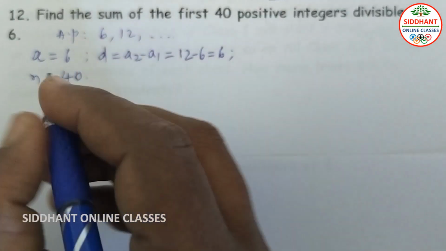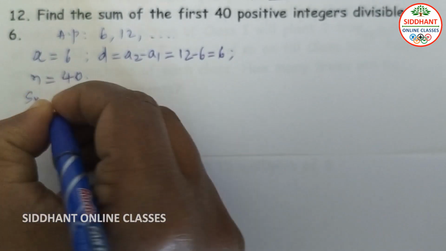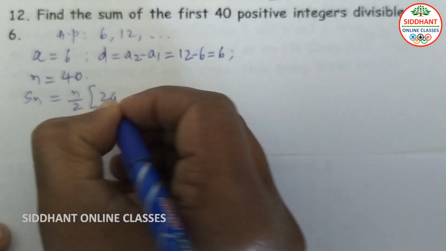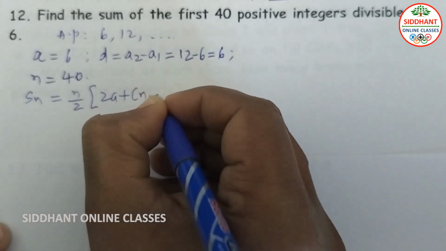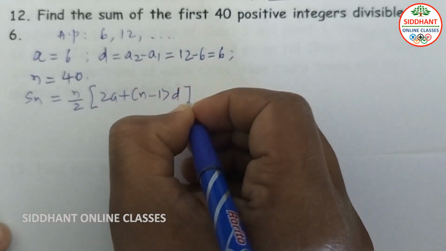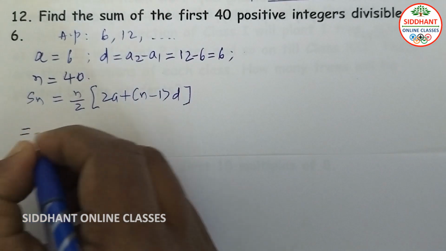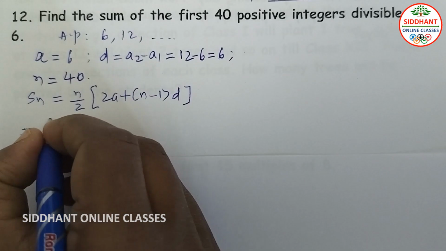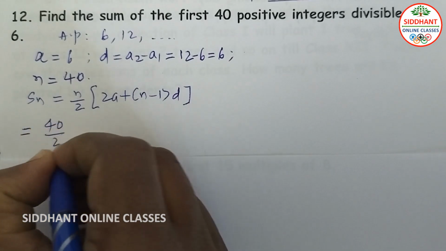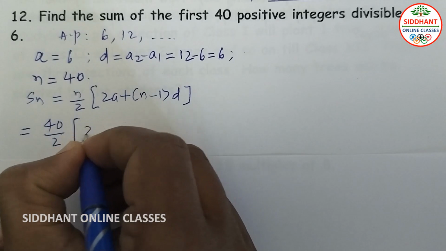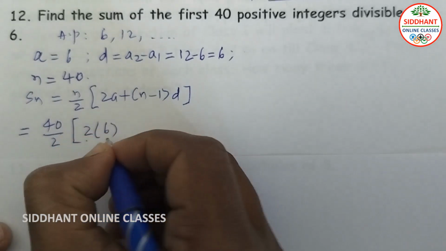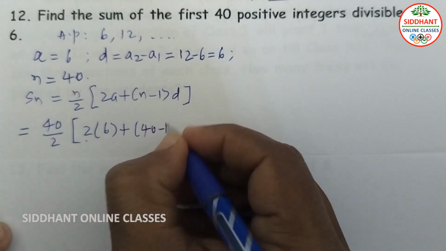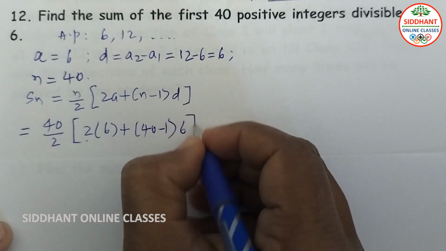Now we are going to find out the sum. That means Sn is equal to n by 2 into 2a plus n minus 1 d. So the sum is n by 2 which is 40 by 2, into 2 into a which is 6, plus n 40 minus 1, and d is 6.